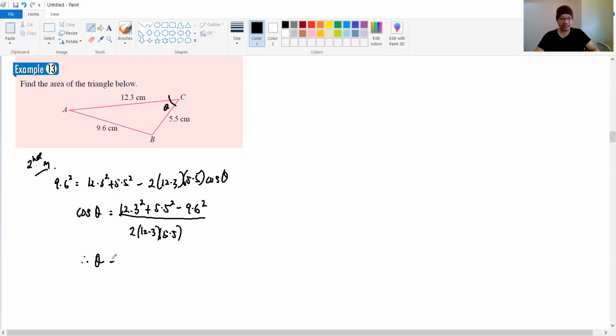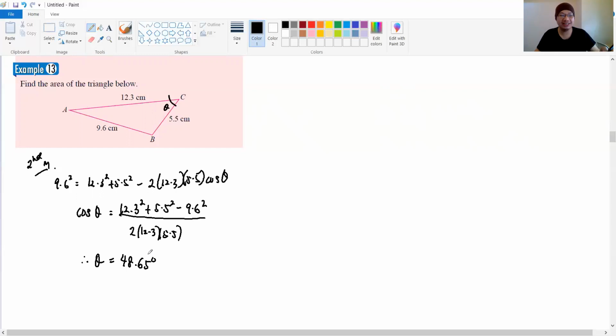Therefore, your theta equals what? Let's compute: 12.3 squared plus 5.5 squared minus 9.6 squared, divided by 2 times 12.3 times 5.5. Then we shift cos, answer. Then this is our angle here, 48.65 degrees. Okay, guys, that's your angle.